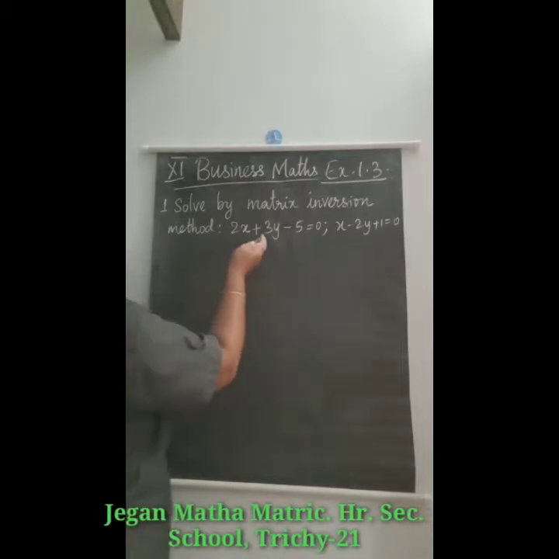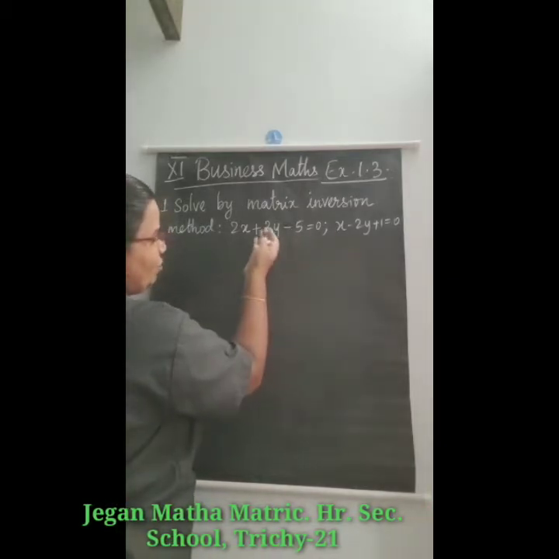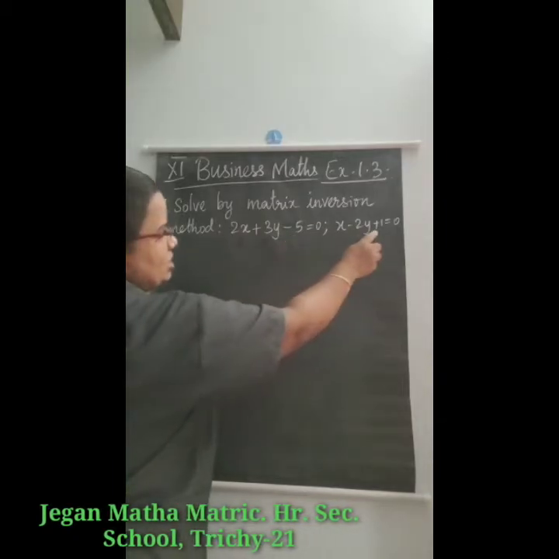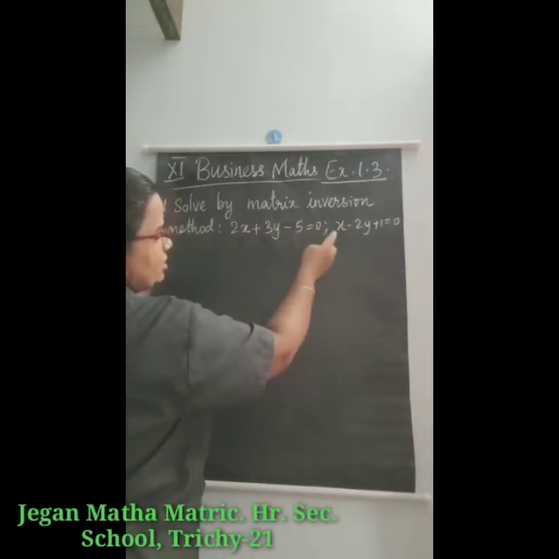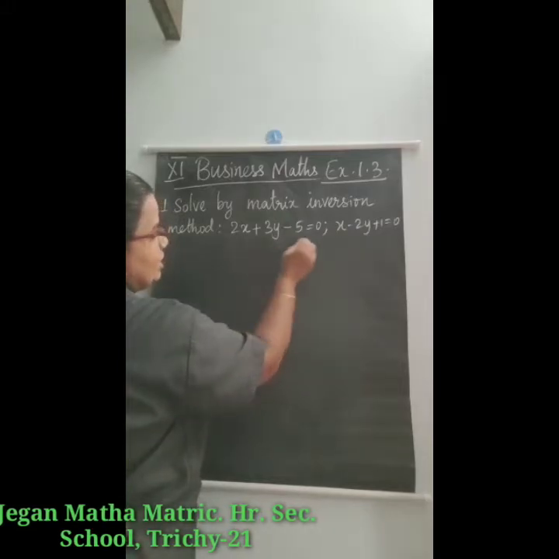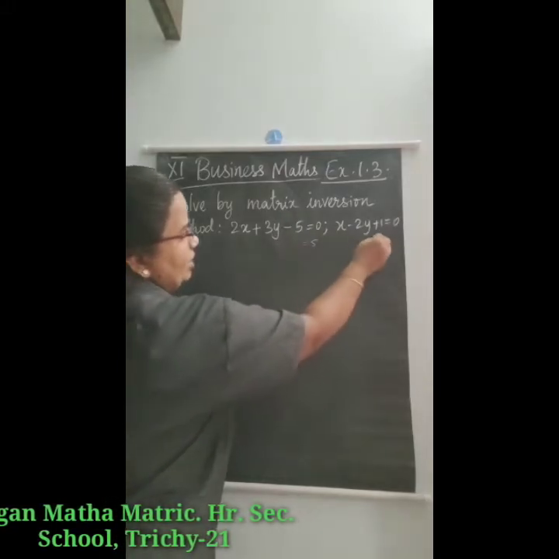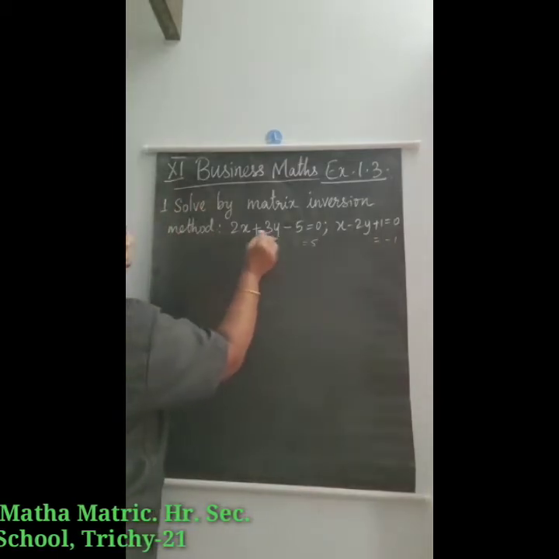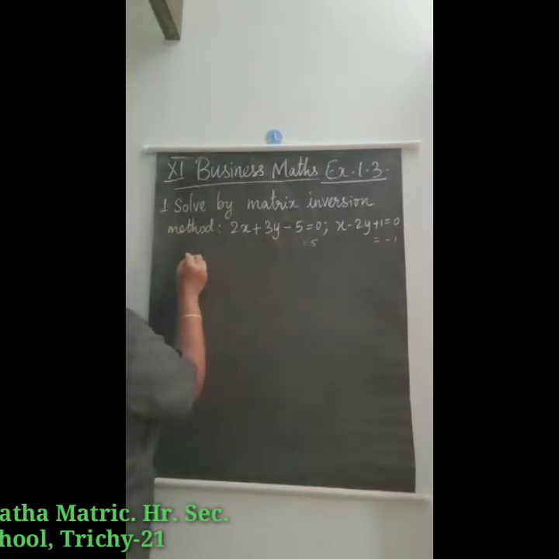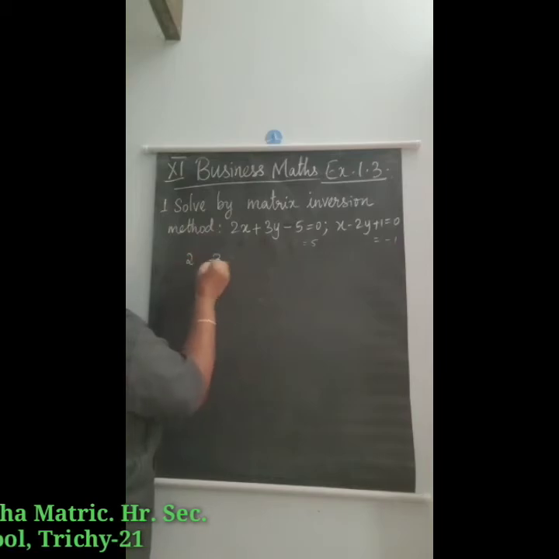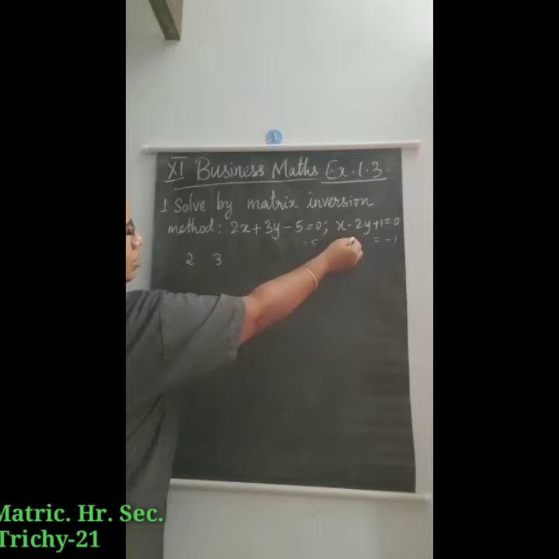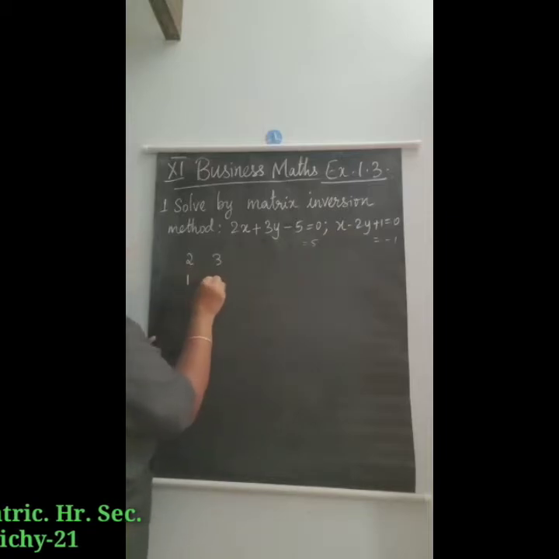According to the equation, we have to change it into matrix form. This minus 5 is the constant and 1 is the constant. If this goes to the right hand side, we will get plus 5, and here also minus 1. So you have to take the coefficients of the variables, that is 2, 3, the coefficient of x and the coefficient of y. For the next equation, it is 1, minus 2.